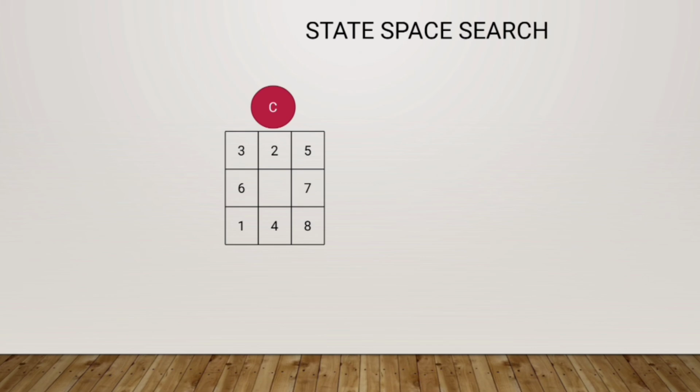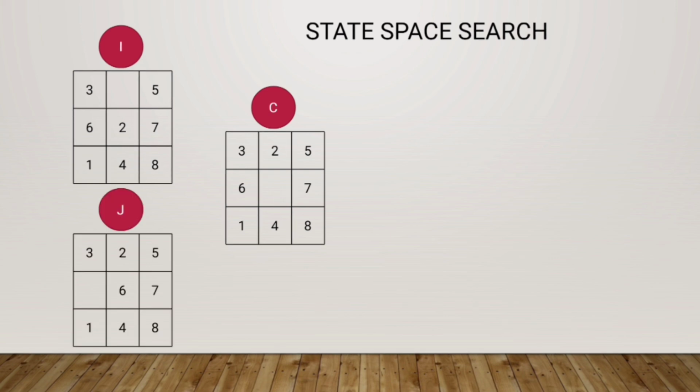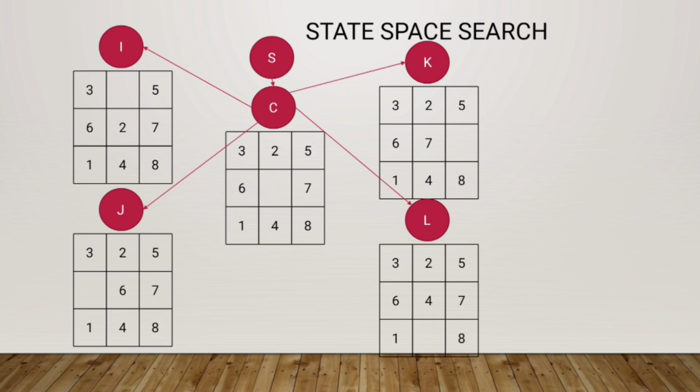The last one is the C option. You can see clearly that there are four possible moves here. How four? 6 can be moved to the right, or 7 can be moved to the left, or 2 can be moved down, or 4 can be moved up. So in that way there are four possible moves in C. I have generated the four possible moves from this 8 square puzzle. C can move to I or J or K or L. These are the four possible moves that you can take from C. So I am exploring the state C, and I am getting four possible moves here.